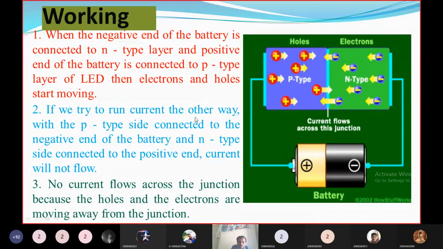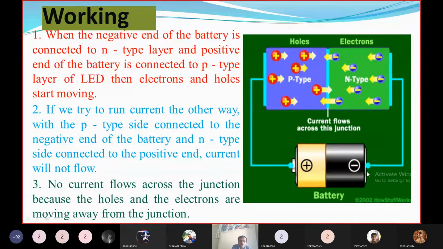The first one above is the forward bias. The second point is the reverse bias. Suppose you connect the negative terminal of the battery to the P region. Similarly, the positive terminal of the battery is connected to the N region. So if you just exchange the terminals, what happens? The current does not pass.